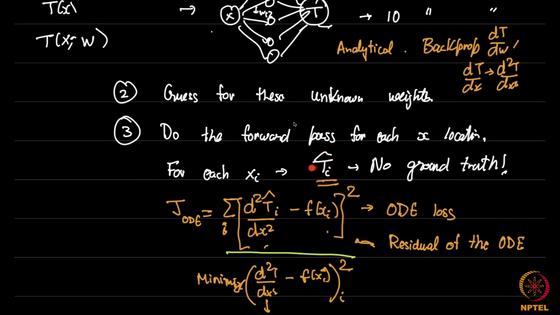Even though you do not know what T is, you do know what d²T/dx² minus f is. So I will show you a simple example of this, without the confusion of the neural networks, in the next video, and then we will proceed with what exactly Lagaris did, Raissi did, and other developments in the next video.